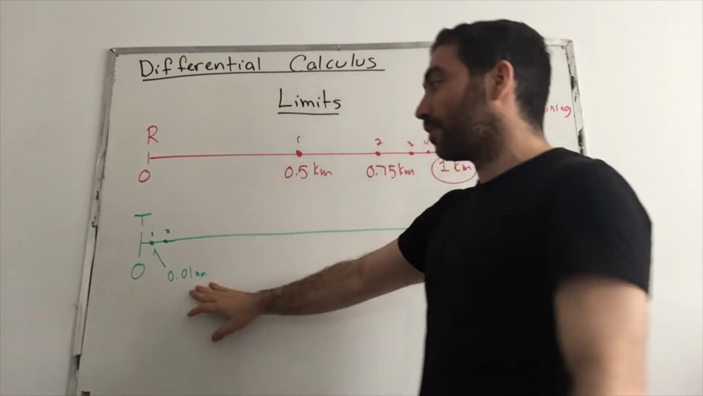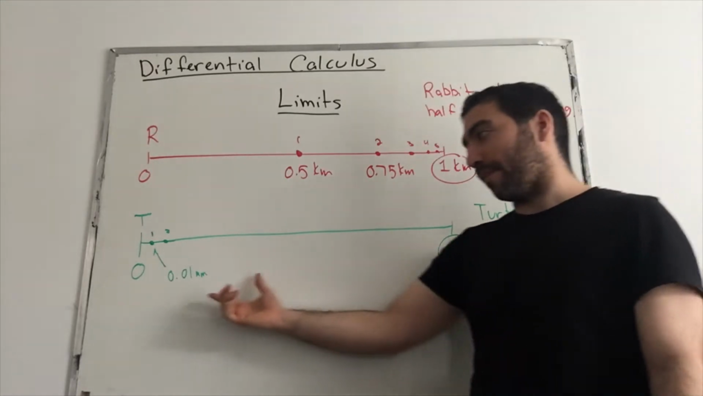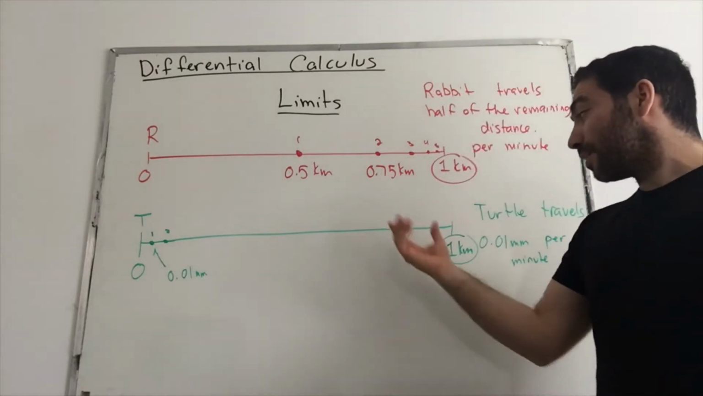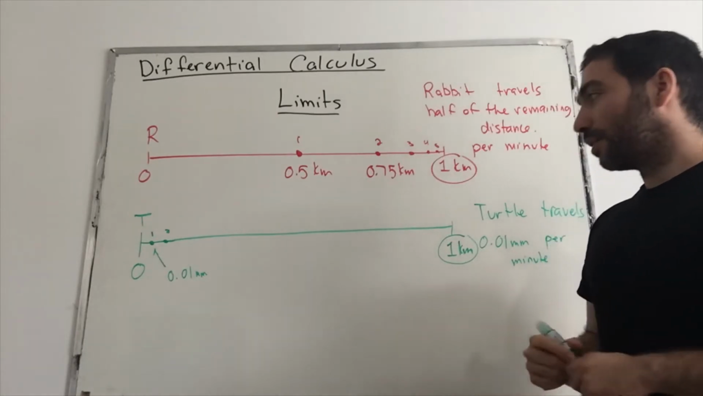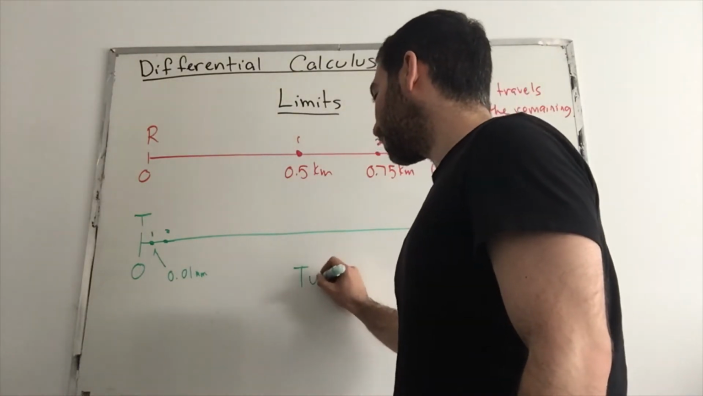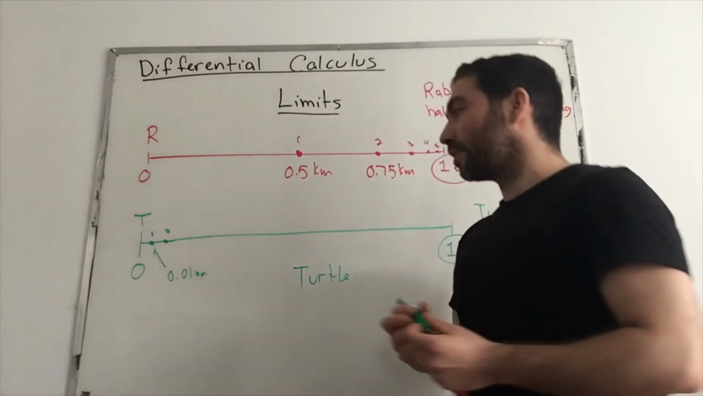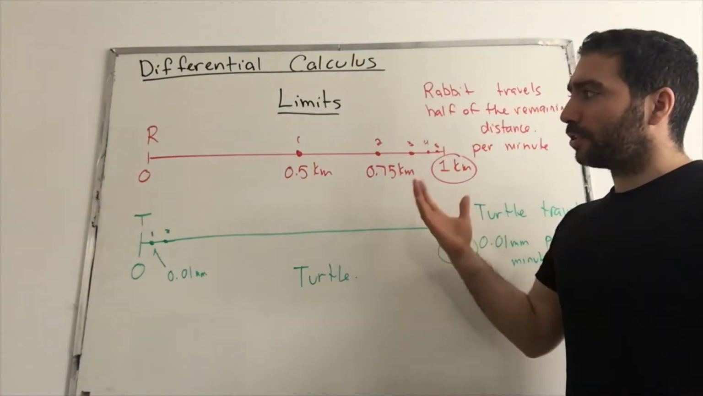So although the turtle's going to take a very long time to get there, he's actually eventually, after maybe days, going to attain the 1 kilometer mark. So the answer to this question, who wins the race, is actually the turtle. Okay. And this is a variation of Zeno's paradox. And this introduces us to limits.